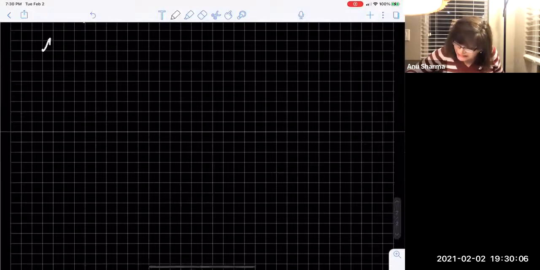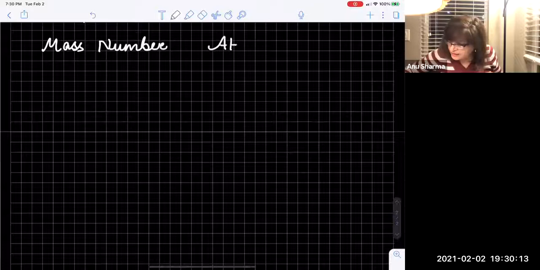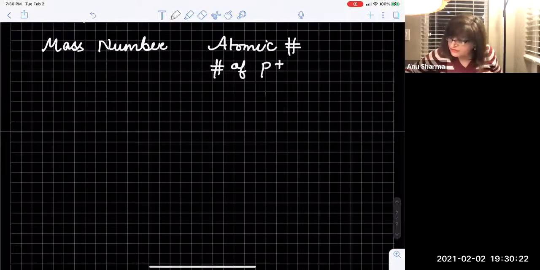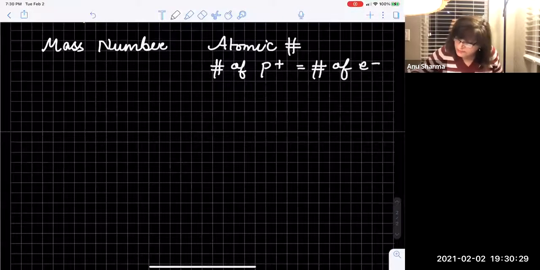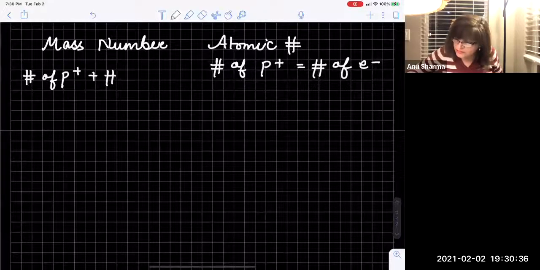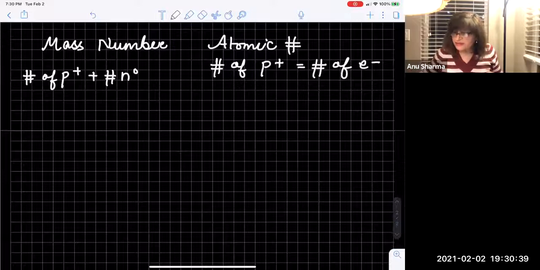Okay, now we are going to look at the mass number and the atomic number. What is a mass number? The atomic number is the number of protons, and for a neutral atom this is also equal to the number of electrons. The mass number is the number of protons plus the number of neutrons, when these are combined together.